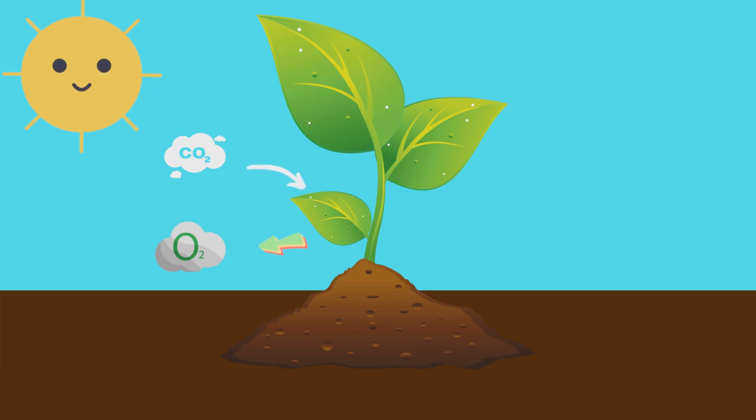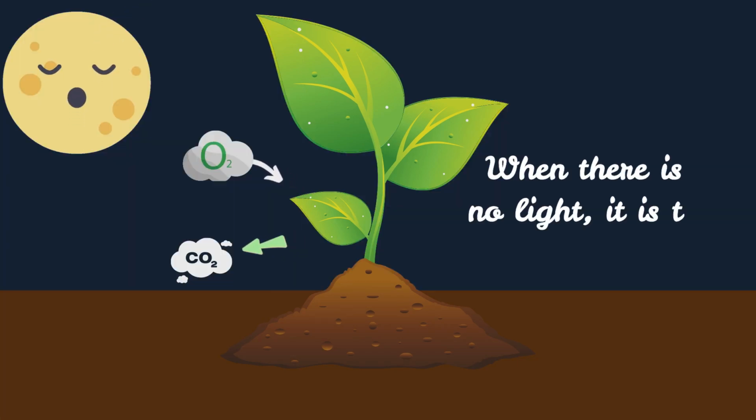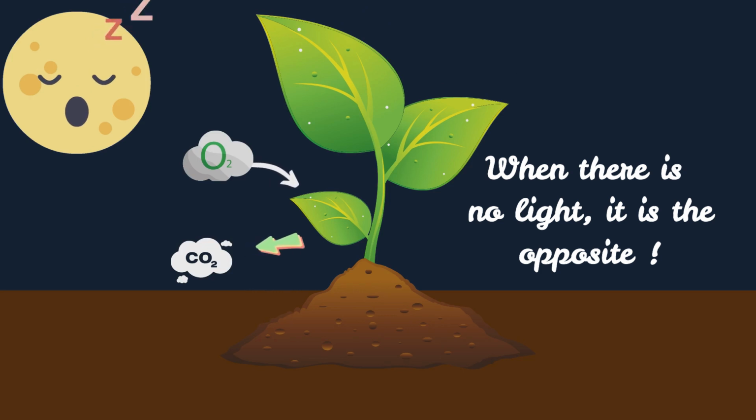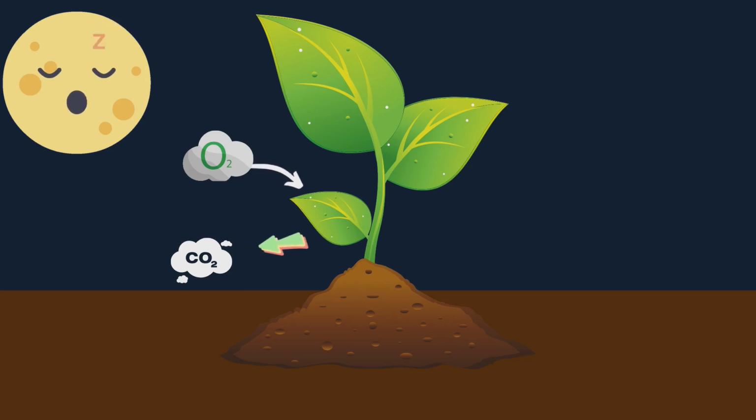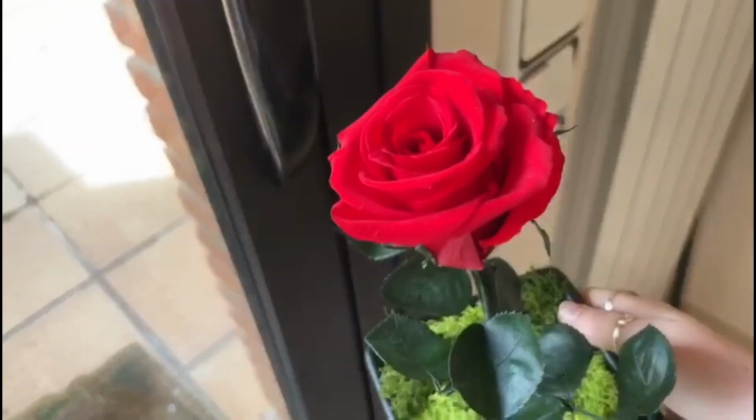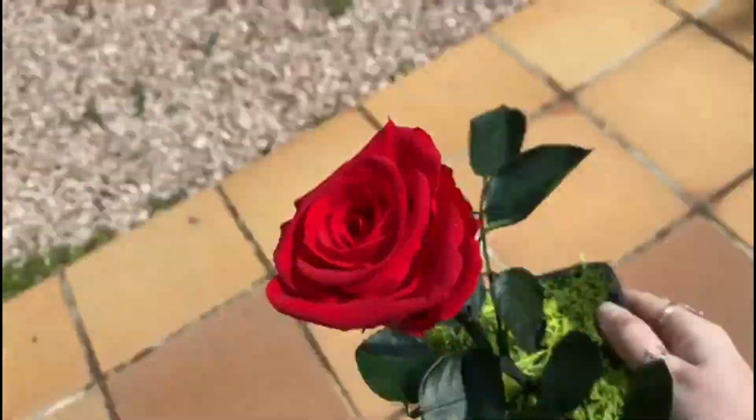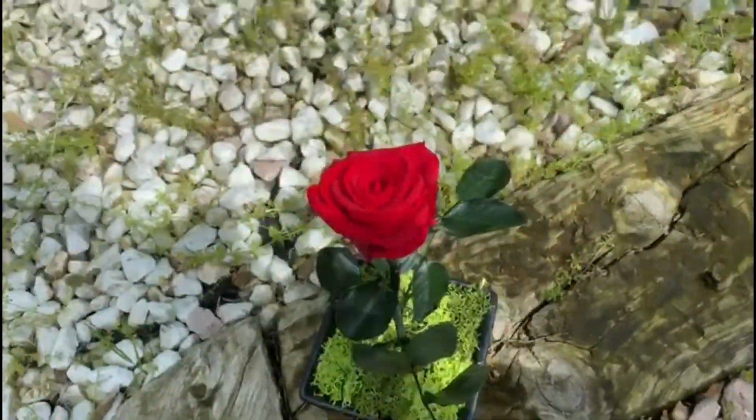But what happens at night? Plants at night, they absorb oxygen and they give out CO2, which is why it's important to put the plants out of your room while you're sleeping.